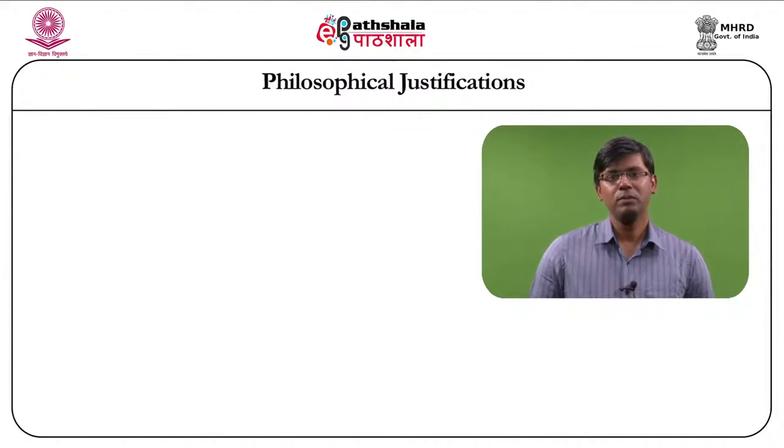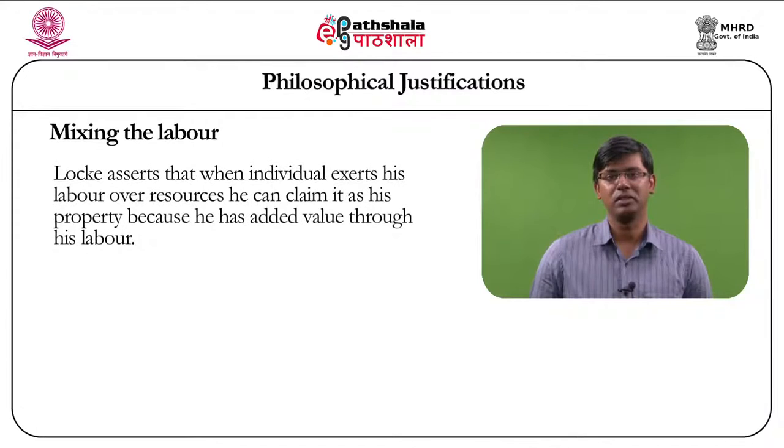Now, but Locke puts in a certain rider here. That rider basically is, Locke asserts that when an individual exerts his labor over resources, he can basically claim it as his property because he has added value through his labor.